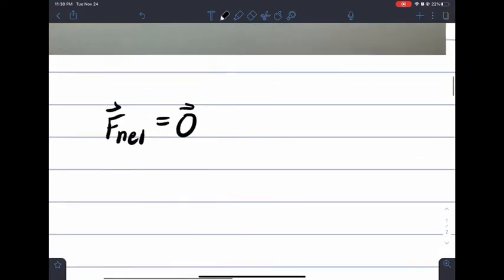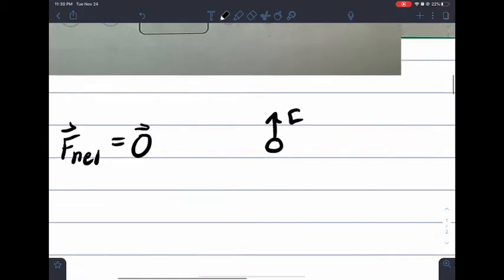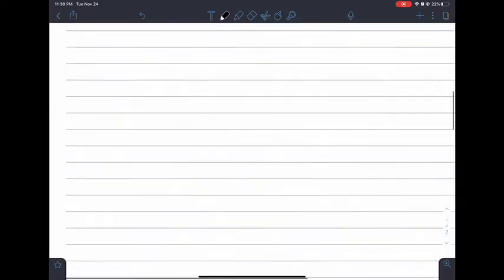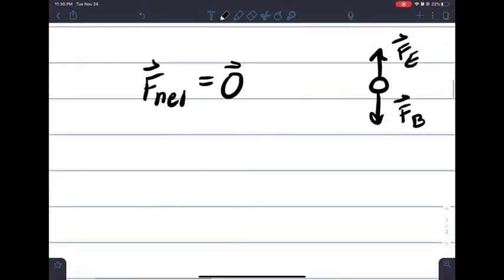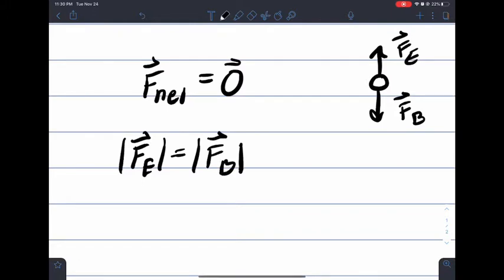because that is what allows it to move in a straight line. Second of all, if we draw the particle, we can see that for the forces to cancel out, because one works in the upward direction, being the electric force, then an equal magnitude magnetic force has to act on it. So therefore, from this, we can write that the magnitude of the electric force is equal to the magnitude of the magnetic force.